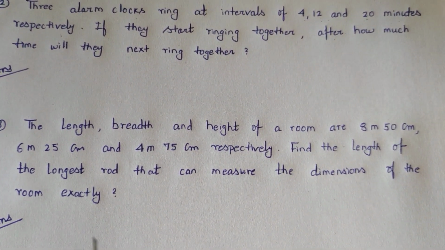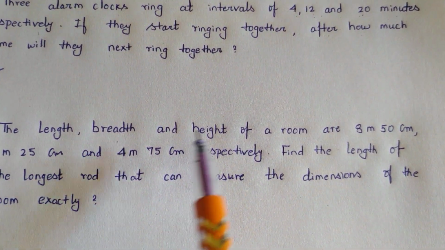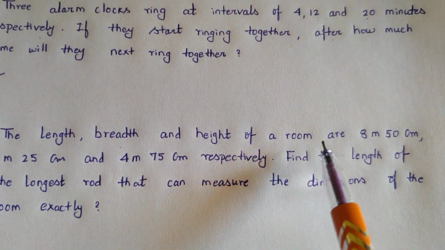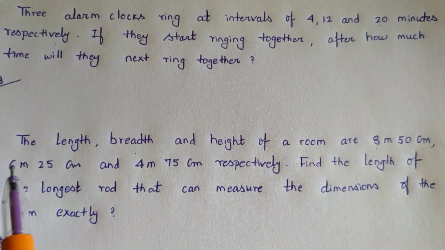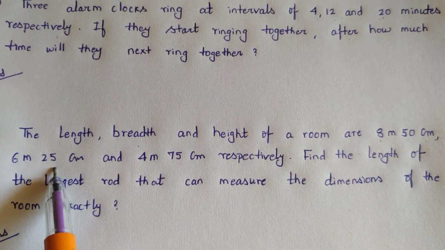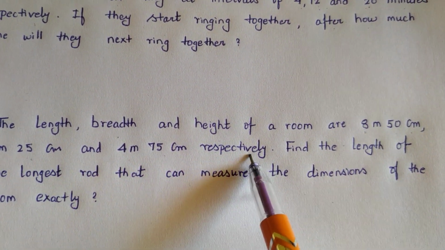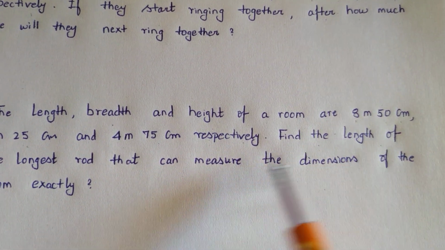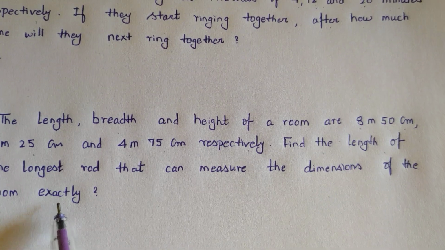Next question: the length, breadth and height of a room are 8 meter 50 centimeter, 6 meter 25 centimeter and 4 meter 75 centimeter respectively. Find the length of the longest rod that can measure the dimensions of the room exactly.